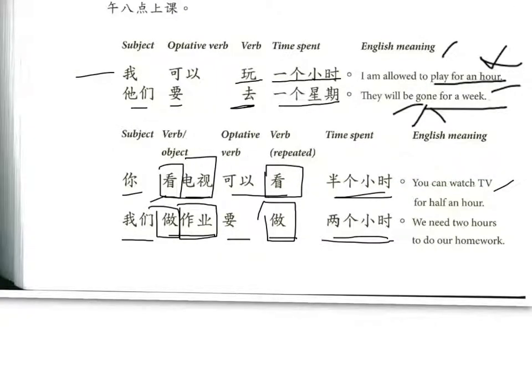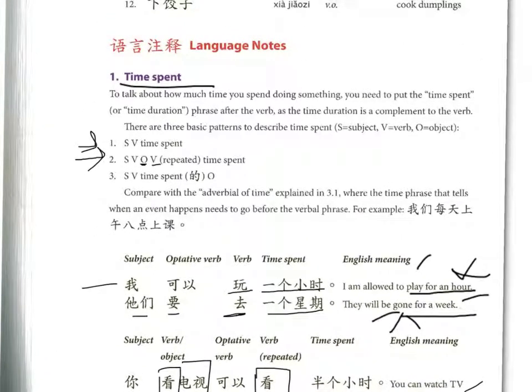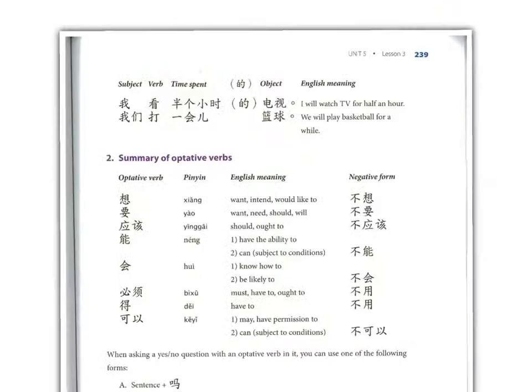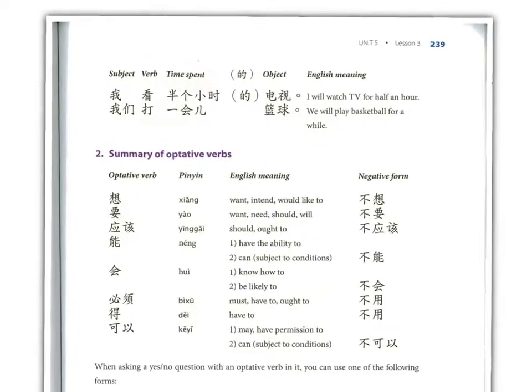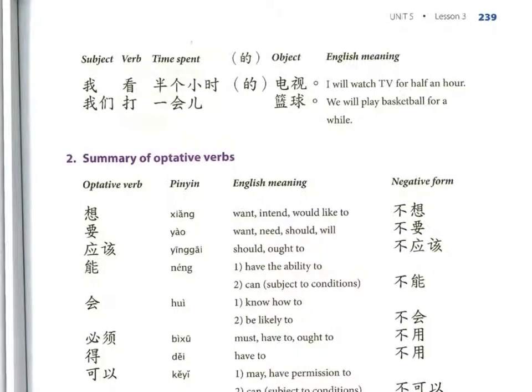We're going to turn the page here in just a second, and we're going to be taking a look at this third option, which is a subject, verb, and then time spent, and then the object. In this case, you have the option of using a 的. So let's take a look and see what that looks like. It's quite different. Here we are on page 239. Let's make that a little bigger.